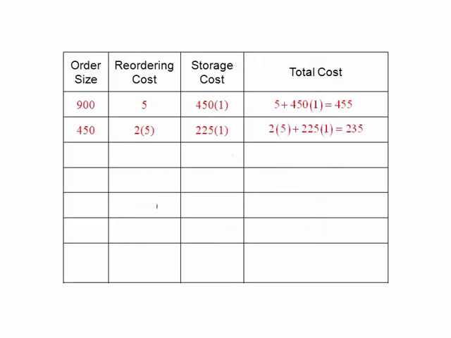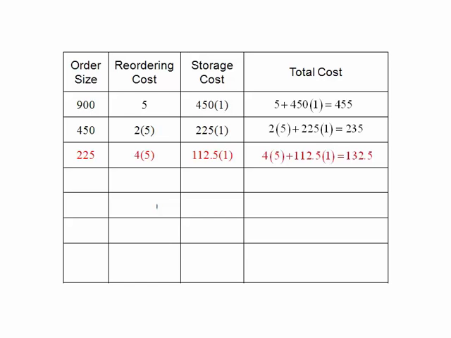Let's put these values into a table with the order size, reorder cost, storage cost, and the corresponding total cost. Notice that as the order size drops, the reordering cost increases and the storage cost drops.